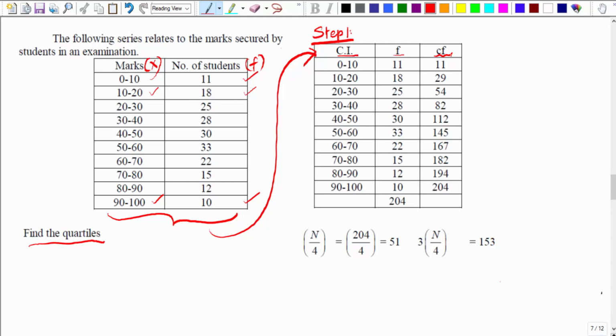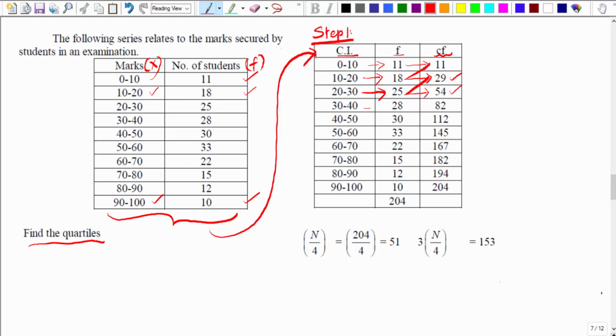Cumulative frequency is nothing but adding the current frequency to the previous frequency. For example, for 0 to 10, there are 11 students and the cumulative frequency has to be 11, because you can't have a negative mark. Then for 10 to 20, there are 18 students, so the cumulative frequency is 18 plus 11, which is 29. For 20 to 30 marks, the frequency is 25, so the cumulative frequency is 25 plus 29, which is 54.